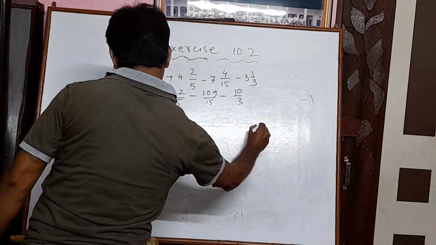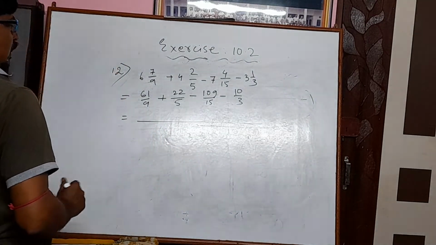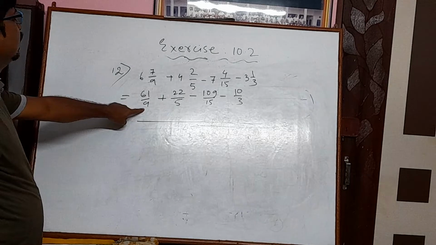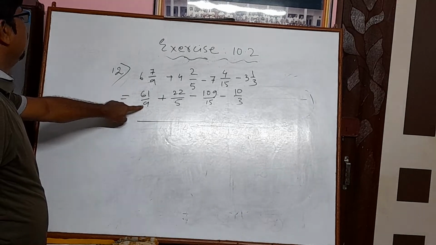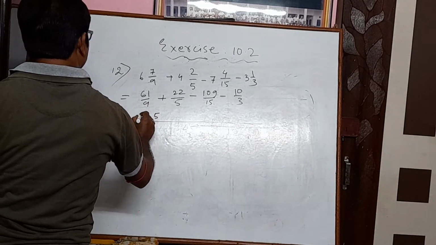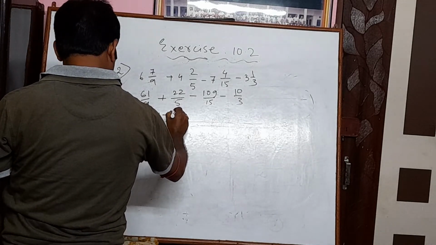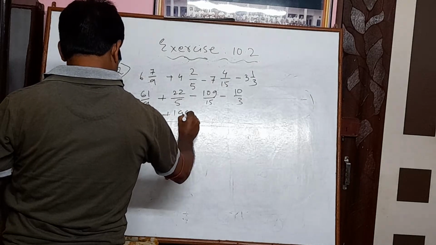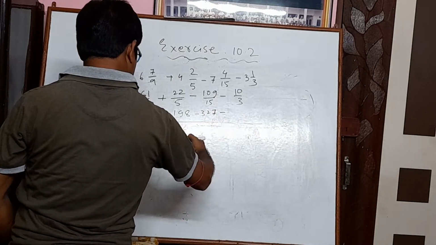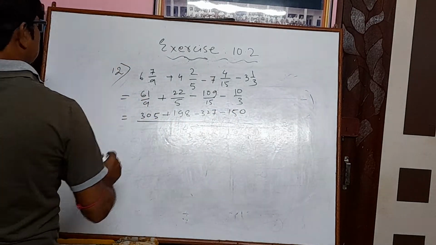Take the LCM. What will be the LCM? The LCM will be 45. You can find out the LCM. The answer will be 45. Here 45 divided by 9 is what? 5. 5 into 61, 5 ones are 5 and 5 sixes are 30, so 305. It will be plus 198. Then minus 327. 45 divided by 3 is 15. 15 into 10 is 150.